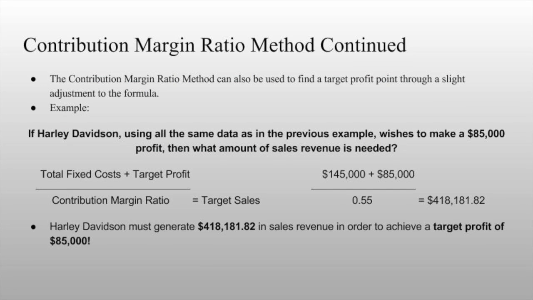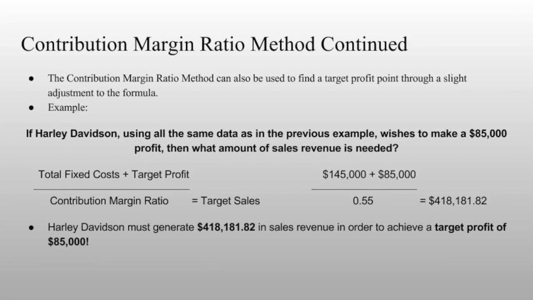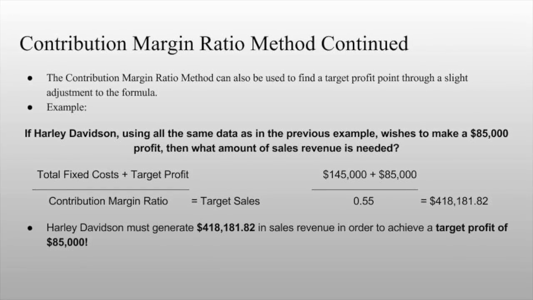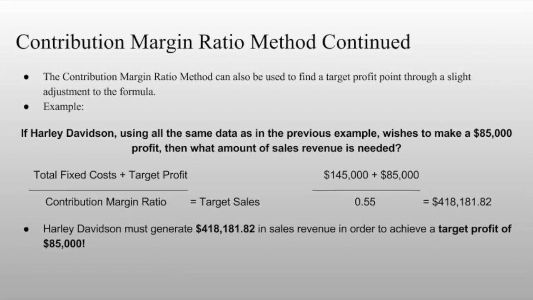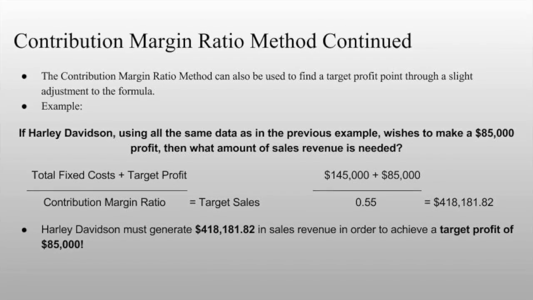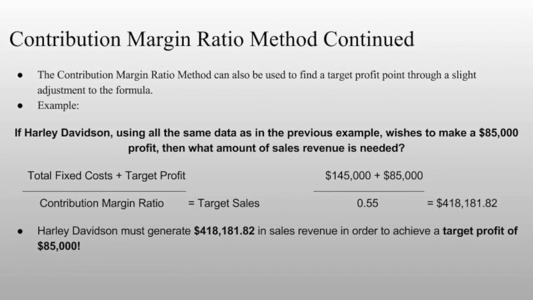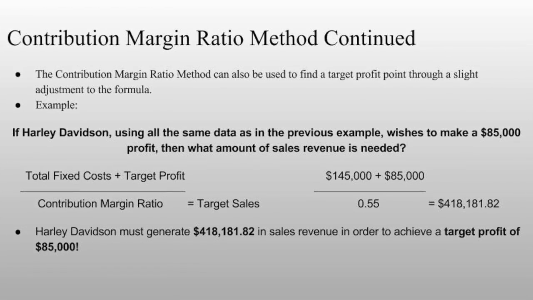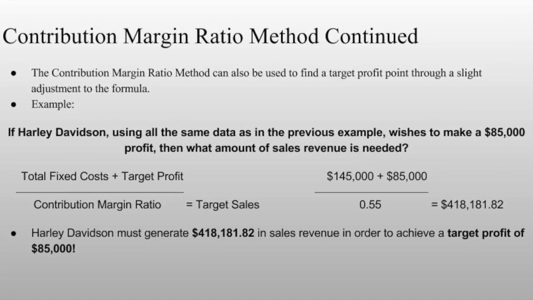The contribution margin ratio method can also be used to find a target profit point through a slight adjustment to the formula. For example, if Harley-Davidson, using all the same data as in the previous example, wishes to make an $85,000 profit, then how much sales revenue is needed? The new equation reads as follows: total fixed costs plus target profit over the contribution margin ratio equals target sales. We will plug in the data values on the right.